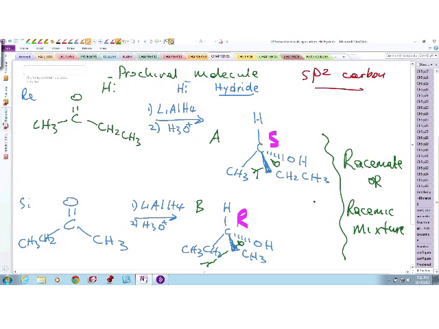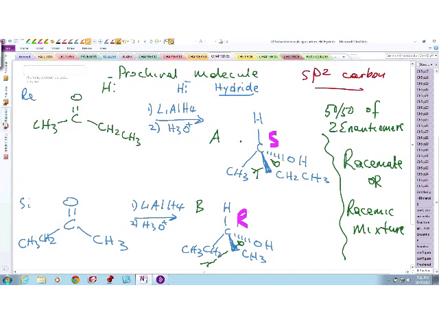Now what is a racemic mixture? It's a 50-50 of two enantiomers, equal amounts of two enantiomers. So anytime you have an equal amount of two enantiomers in a mixture, then you say you have a racemic or racemic mixture.